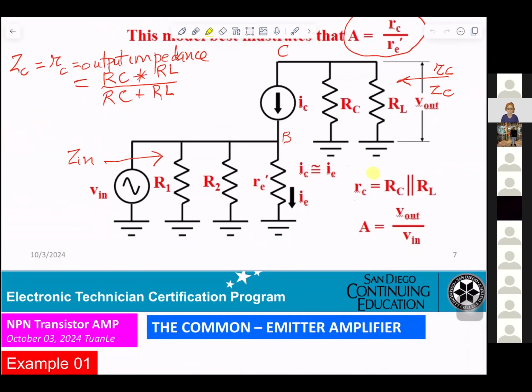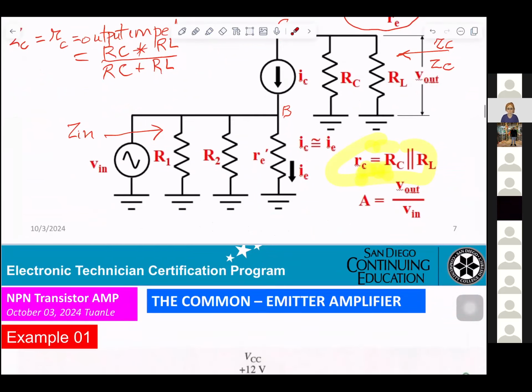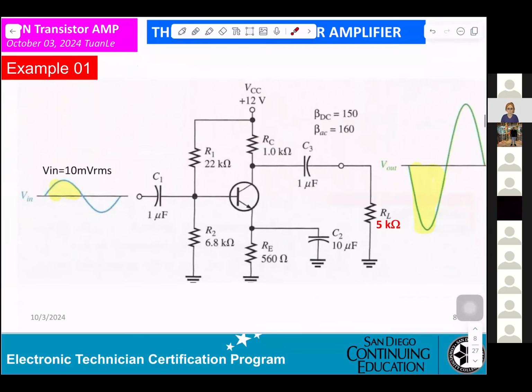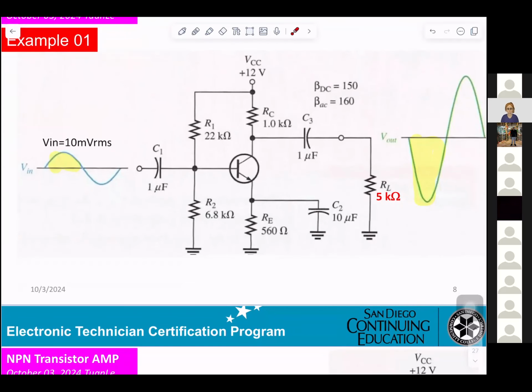Like that one here, what is the output RC? Or what is the gain, V out over V in? When you do an example, that will help you to understand. And when you're looking at the amplifier circuit here, basically you have to recognize what is the name of that amplifier.